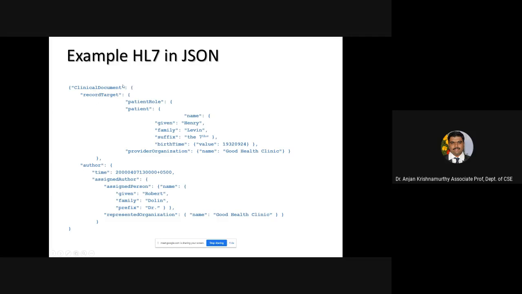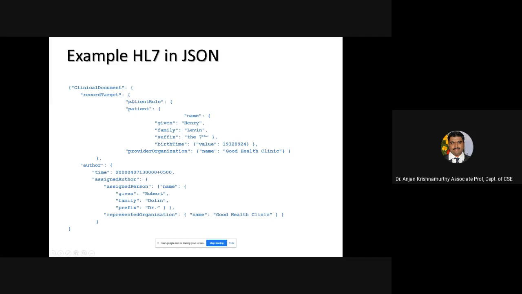Now, as I said, JSON objects are highly nested documents. That means you can go for nesting at any level, right? You can do nesting for n number of levels. Now, let's take an example of record target. Record target is again an attribute, and under this attribute we have several other attributes. What are they? Patient role, patient, right? Then provider organization.